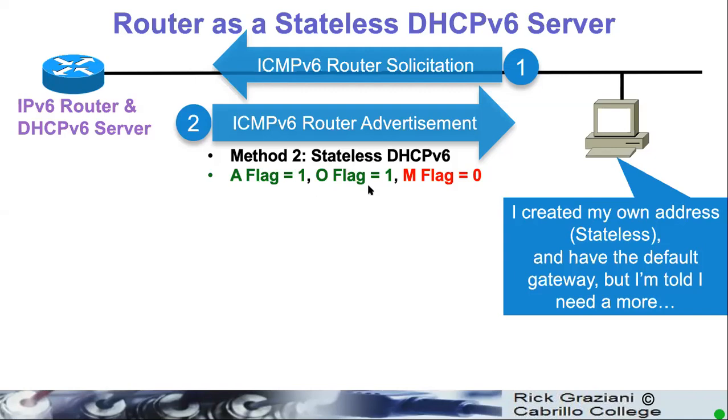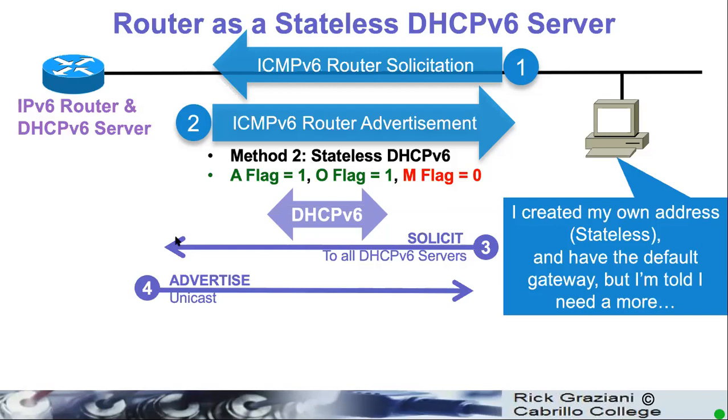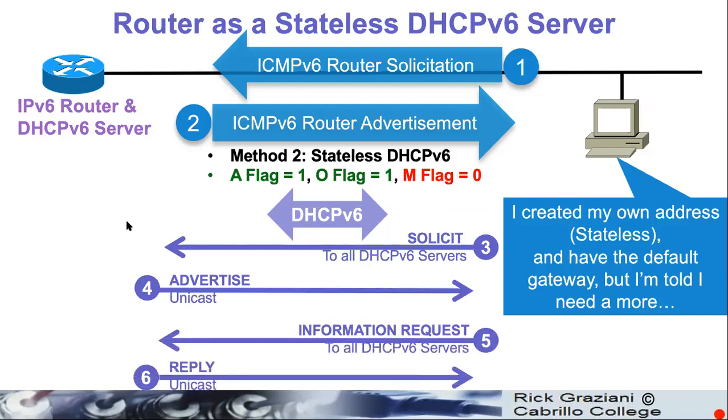But the O flag set to 1 tells this client, hey, there's other information that you need to get from a stateless DHCPv6 server. Now, what is this information? It could be anything, but it's generic. It's nothing unique to this client. The stateless DHCPv6 server is going to provide the same information to everybody, like that of a DNS server. So it goes through the DHCPv6 message process. This is showing all 4 messages. If rapid commit is used, then only 2 messages would be used between the client and the server.